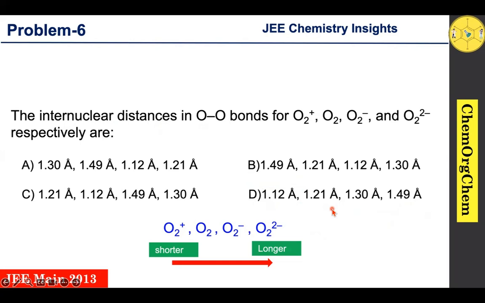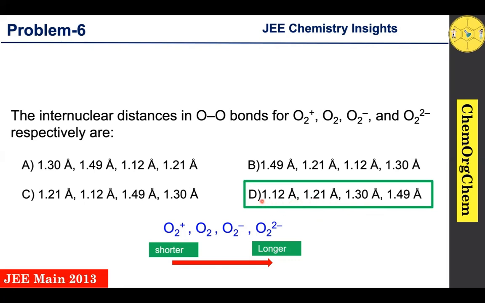Based on this, the correct option for this question is answer D. In answer D, the bond length gradually increases from left to right. Otherwise, we can say the internuclear distance increases from left to right in this series. So this is the correct option for this question.